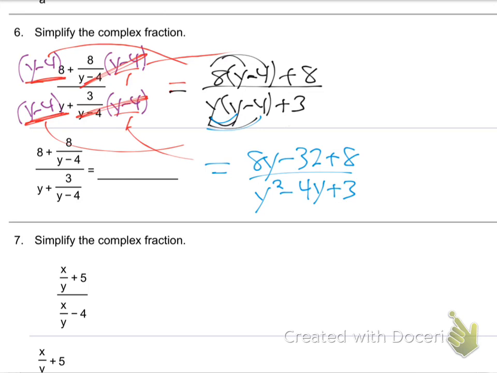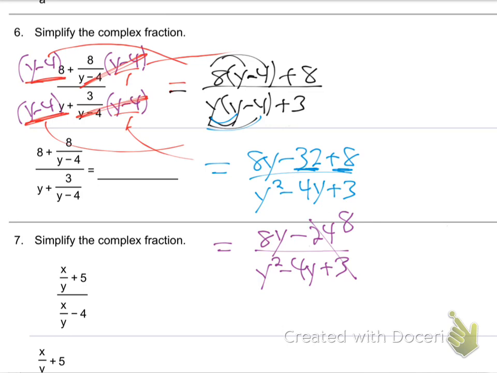Can we do any more? Yes. What do we do? Negative 32 plus 8. Good. Minus 32 plus 8. That's going to be something. Minus 24. Good. Are we done there? No. Why not? Because 3 goes into 24. So can we go 3 into 24, 8 times, like that?